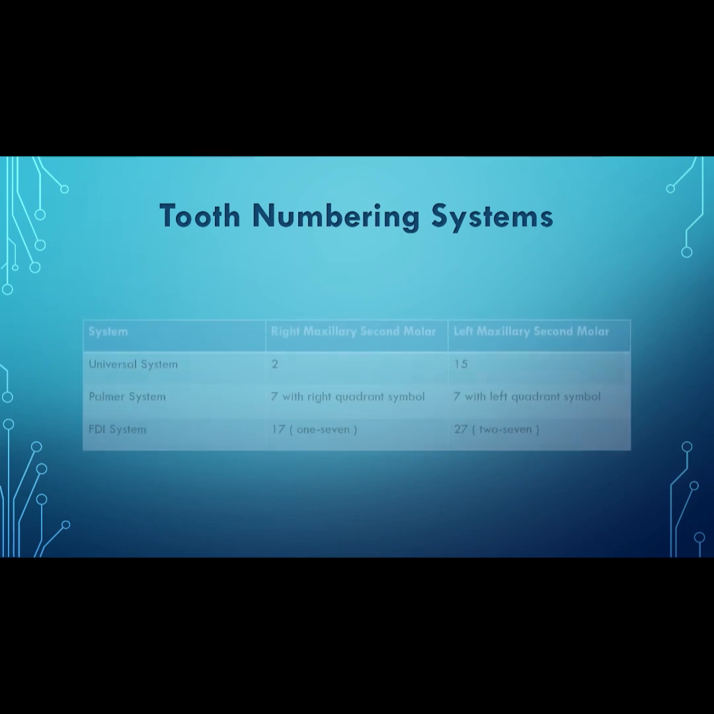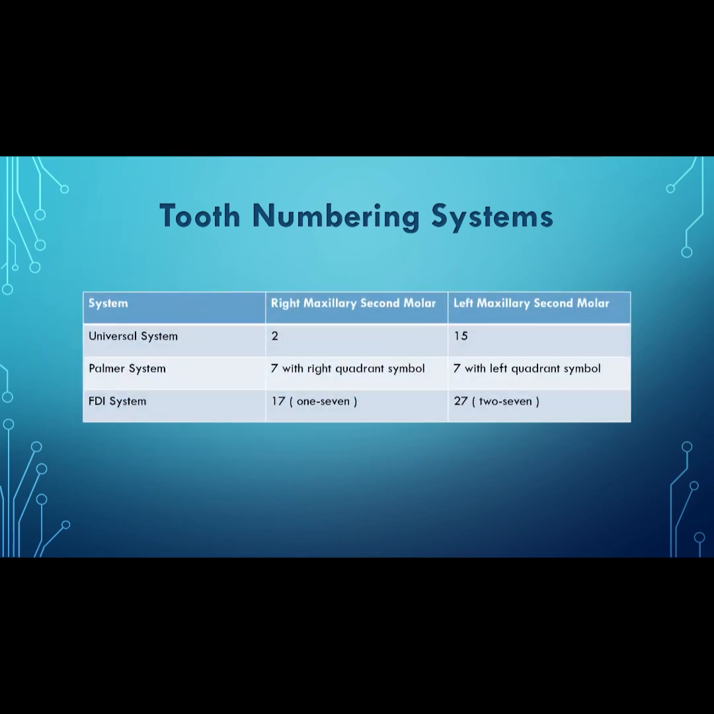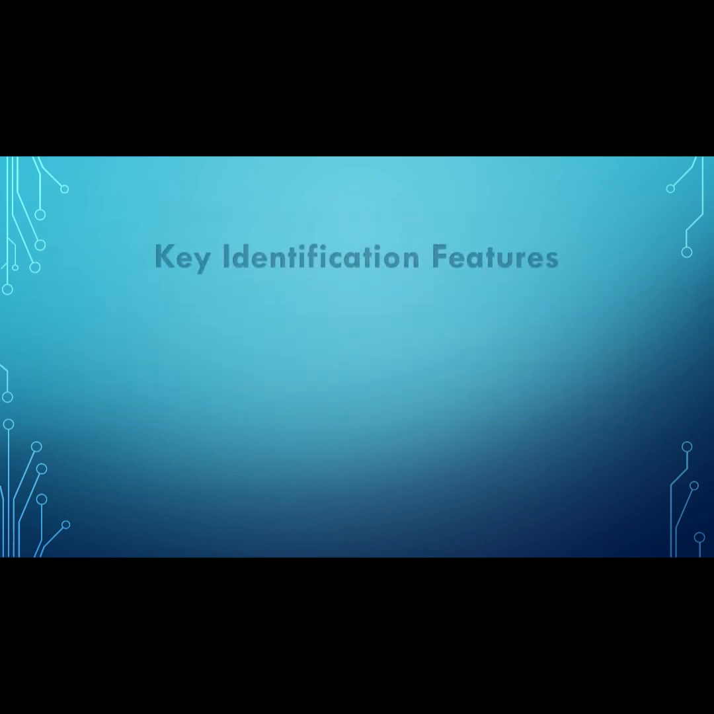The tooth numbering system. There are three systems: universal, Palmer and the FDI. In universal, it is 2 for the right maxillary second molar and 15 for the left. In Palmer, it is 7 with the right quadrant for the right and 7 with the left quadrant for the left. In FDI, it is 1/7 for the right and 2/7 for the left.